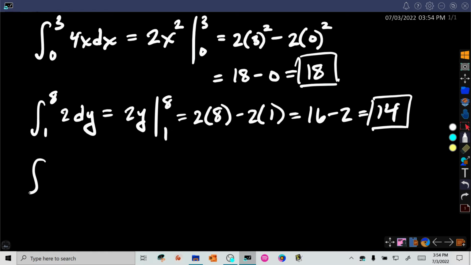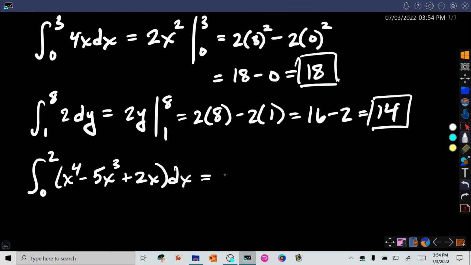So suppose I go from 0 to 2 of x to the 4th minus 5x cubed plus 2x dx, okay? So first off, let's do the integral. So this is going to turn into 1/5 x to the 5th. The x cubed is going to increase to the 4th power, and I'm going to be dividing by a 4 then, so 5/4 x to the 4th. For 2x, I increase it by 1 to the second power, then divide by 2. So this is just going to turn into an x squared. And then I'm evaluating this between 0 and 2.